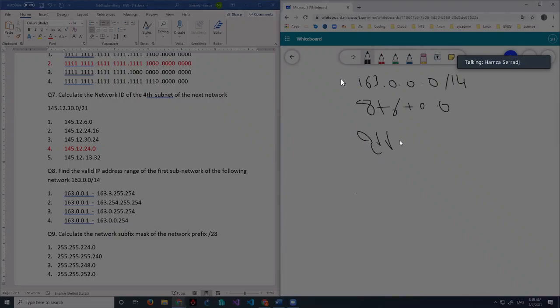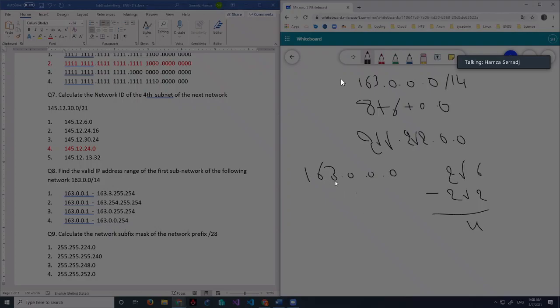255 and 248 plus 4, 252, .0.0. This is the subnet mask. Now 256 minus 252 is 4, and this is my incrementation block size. The number that I increment with is 4. Where should I increment? Here's my address.